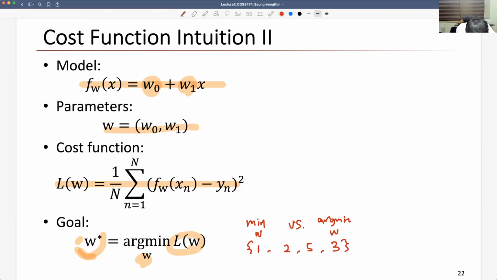Yes, let's say this is L(W), and W will be something like this. Okay, let's think about this example. So in this case, the minimum. Okay, so in this case, this one, what?